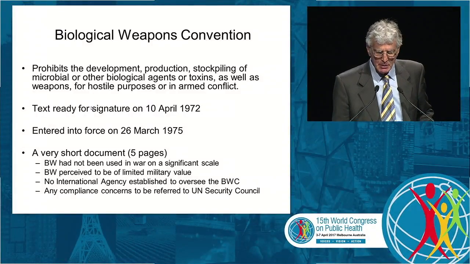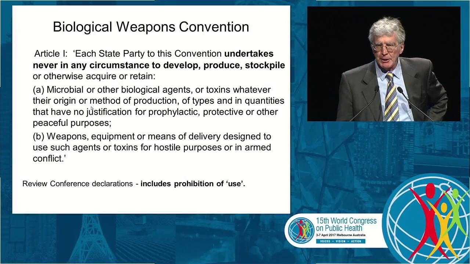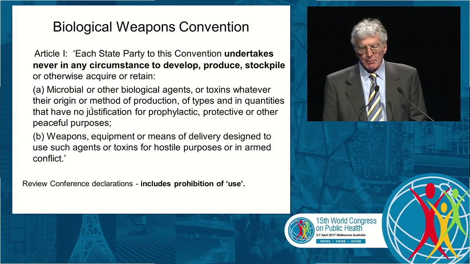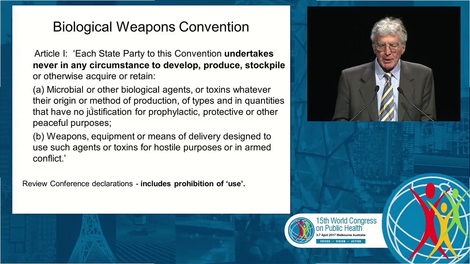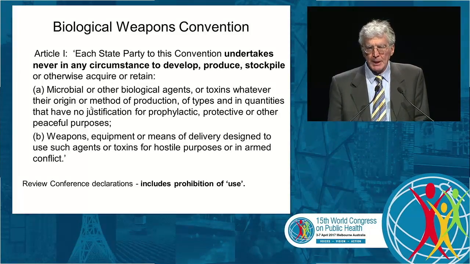Okay, so I won't give you a legal lesson of the treaty, but basically the articles of the treaty, some are more important than others. Article 1 is the prohibition to develop, produce, stockpile these weapons, including the pathogens or the delivery system. Also included is the implicit ban on use of these weapons. If you don't have them, you can't use them, basically.